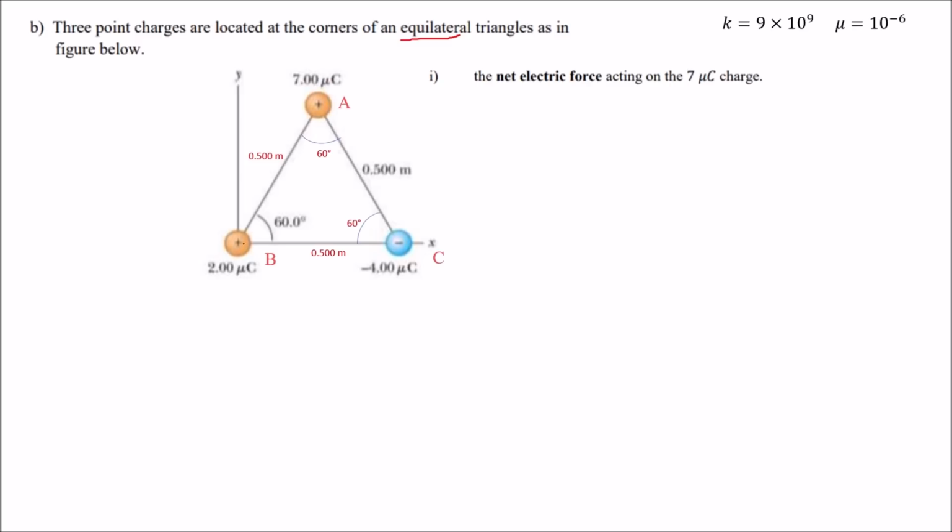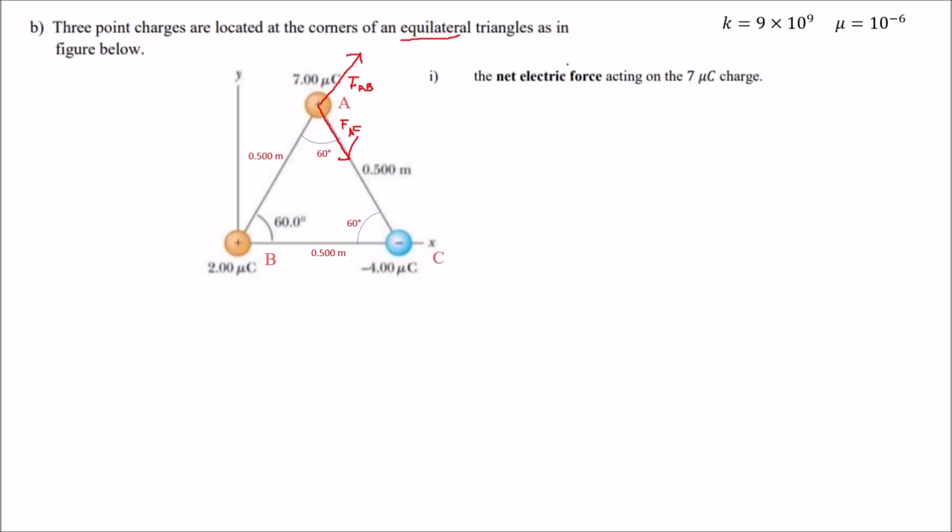For A and B, it is positive and positive, so it will be a repulsive force again. So A will feel a force acting toward that side. So how about A and C? It will be a positive and a negative one, so they will be attracted to one another. So A will be attracted to that location. So it will be F on A by C, or you can write FCA, that also works. And then here will be F on A by B.